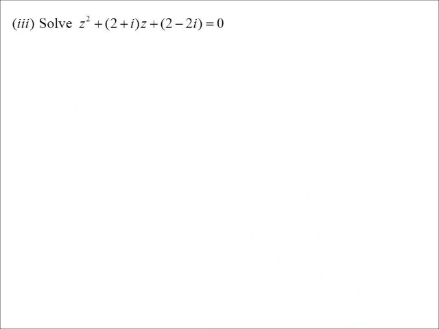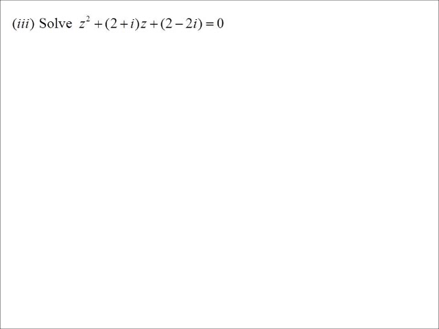Okay, let's solve this quadratic equation. Now, this time you'll notice the coefficients are not real, so the solutions will not be in conjugate pairs. You can still use the same idea. You can say what multiplies together to give 2 minus 2i, what adds together to give 2 plus i? 2 and i seems logical. Mind you, they don't multiply together to give 2 minus 2i, so bad luck, that didn't work.